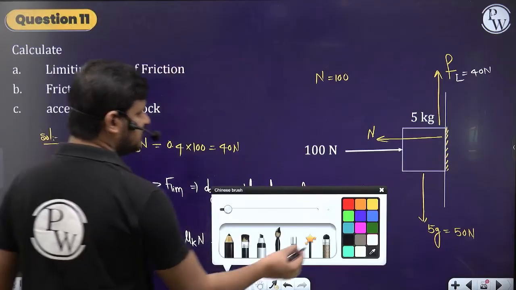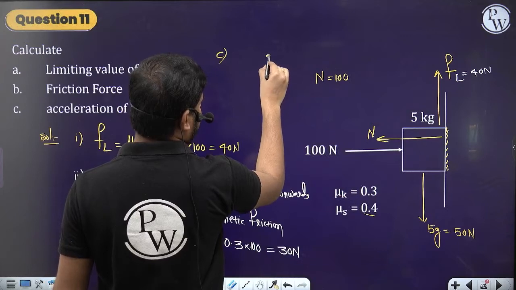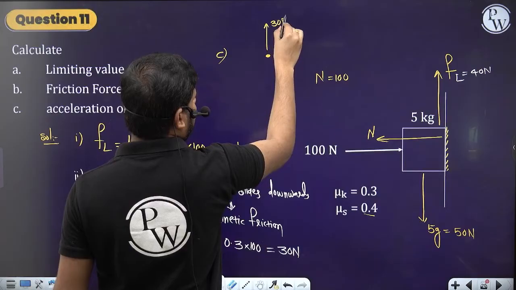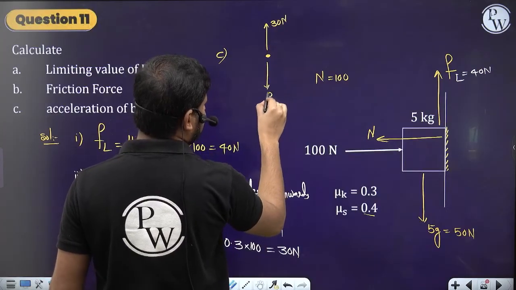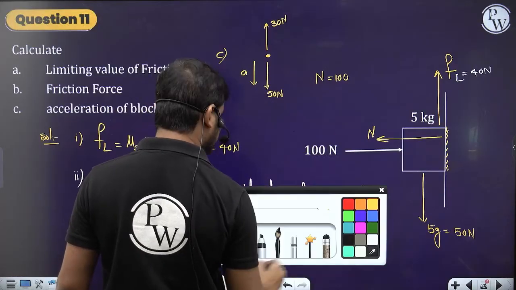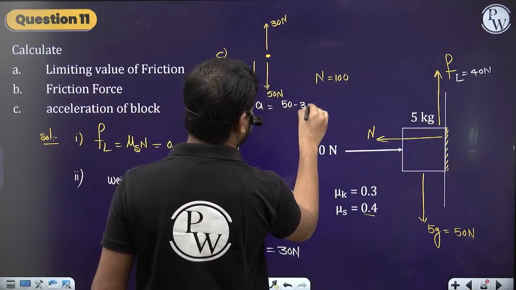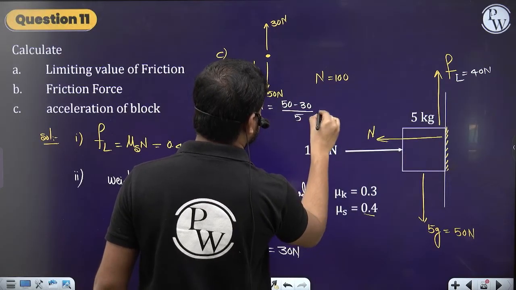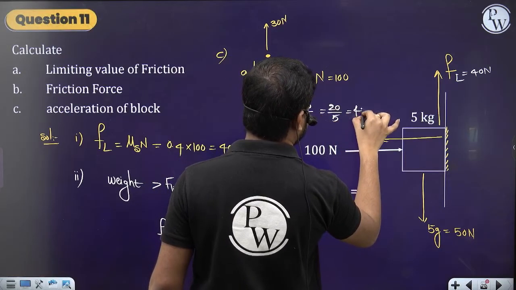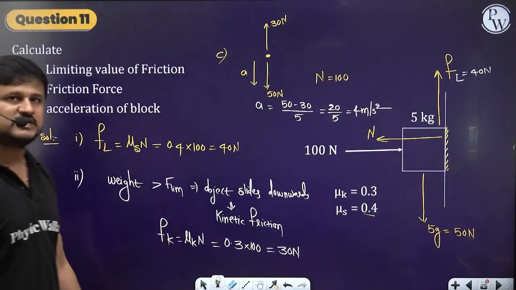Now let's find the acceleration of the block. Draw the free body diagram. Here the kinetic friction, 30 newtons, acts upward, and its own weight, 50 newtons, acts downward. So its acceleration will be downward. What is that acceleration? The acceleration is equal to 50 minus 30 by its mass 5, which is nothing but 20 by 5, which is 4 meter per second square. So it slides downward with an acceleration of 4 meter per second square.